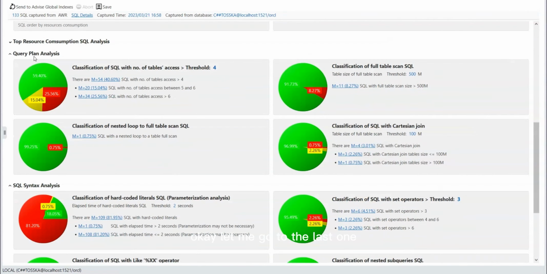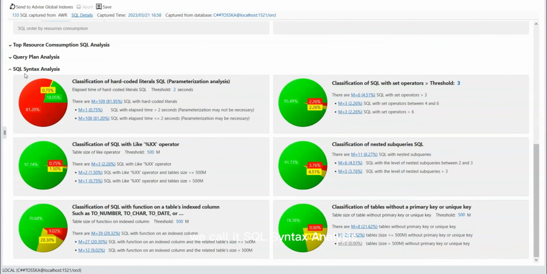Okay, let me go to the last one. We call it SQL syntax analysis. This section is going to tell you about SQL statements that may have potential problems before it is getting worse. For example, you've got hard-coded literals in your SQL statements which need parameterization, from hard-coded literals to bind variables.